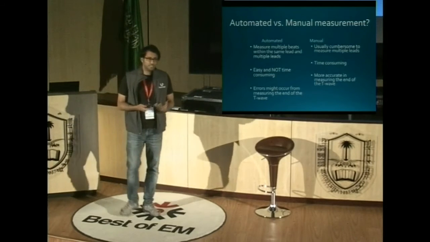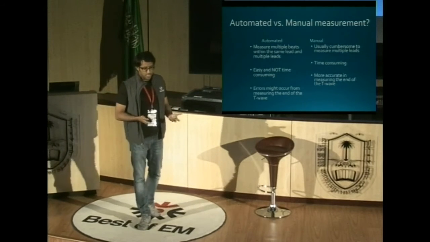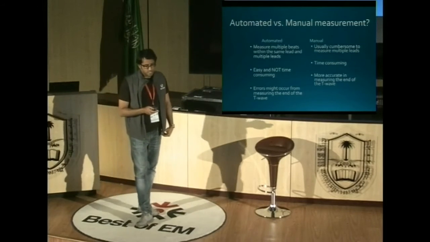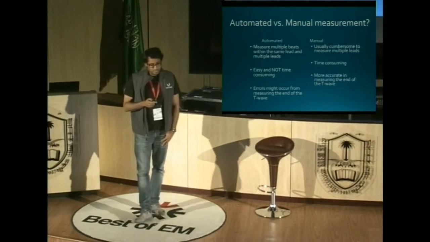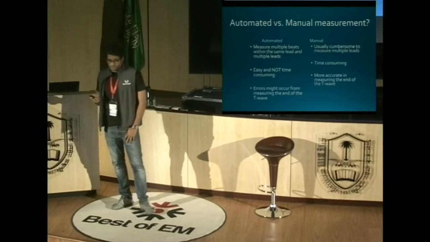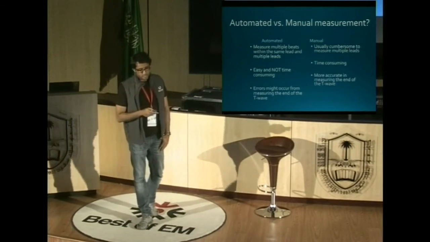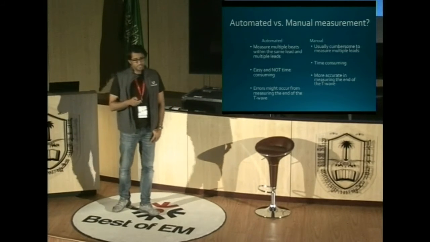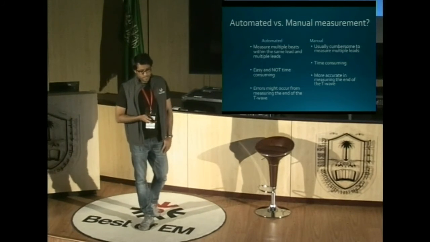The machine calculation is easier. It's also reliable. It takes multiple ECG leads and takes the average. But the problem with the ECG machine is that sometimes it cannot detect the end of the T wave. So if you think that the tracing is not clear and you have a problem with the T wave, then it's better to do it manually.